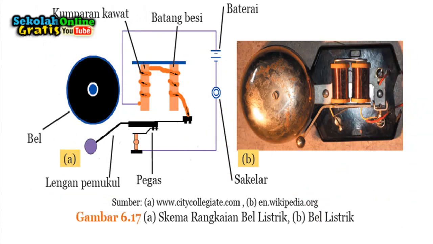Electric bell. When the electric bell button is pressed, the circuit is closed and current flows in the coil, causing the iron in it to become an electromagnet that is able to move the hammer to hit the bell so it sounds. Here's an example of an electric bell. A. Electric bell circuit schematic. B. Electric bell.